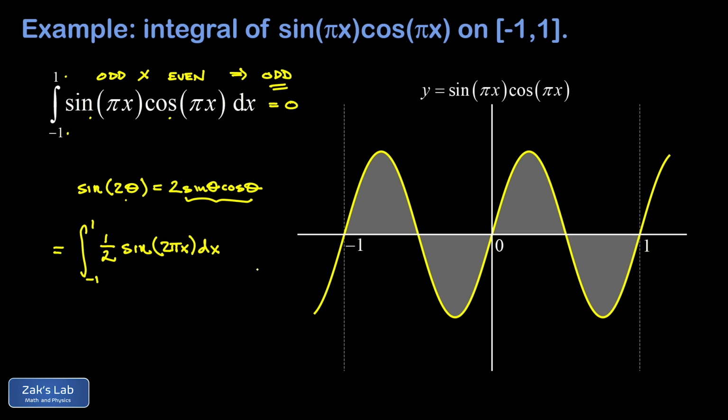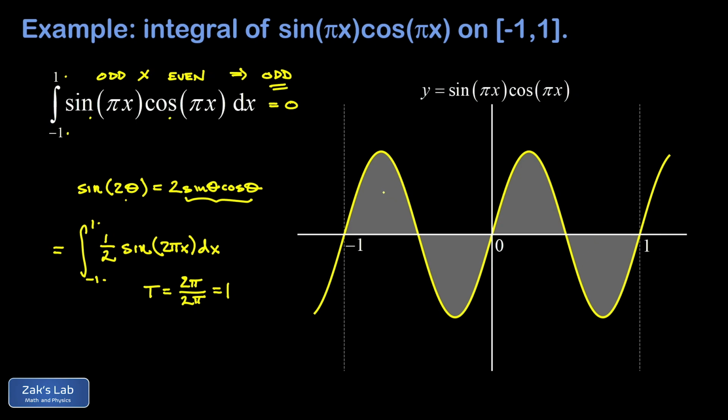Now the period of sine 2 pi x is just 2 pi divided by the coefficient of x, which is also 2 pi. So we find a period of 1. And this means in our definite integral, we're actually integrating over 2 entire periods of this function. Well, anytime you integrate over an integer number of periods for a sinusoidal function, you're guaranteed to have the areas cancel out again. And we can see that in our graph.